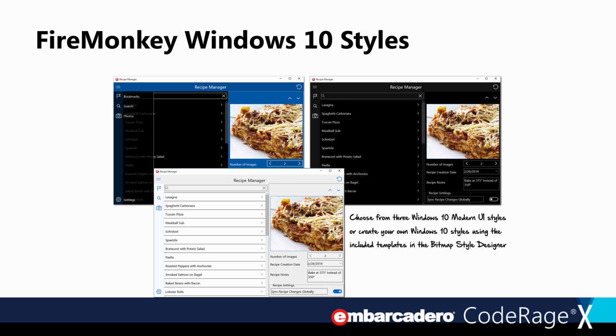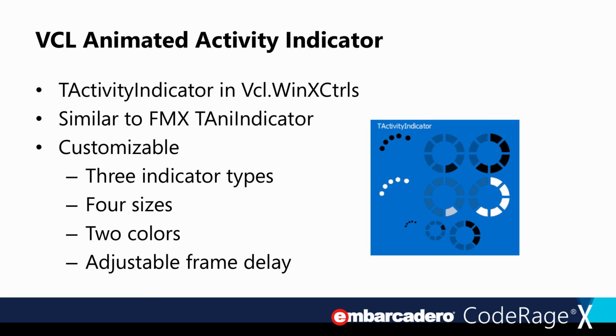And we have the FireMonkey Windows 10 styles. This includes the dark style, the blue style, and the light style. The new activity indicator is similar to the ANA indicator on FireMonkey, and it gives you the ability to display to users that something's happening, but you don't know how long it's going to take. Very configurable for flexible display of activity.